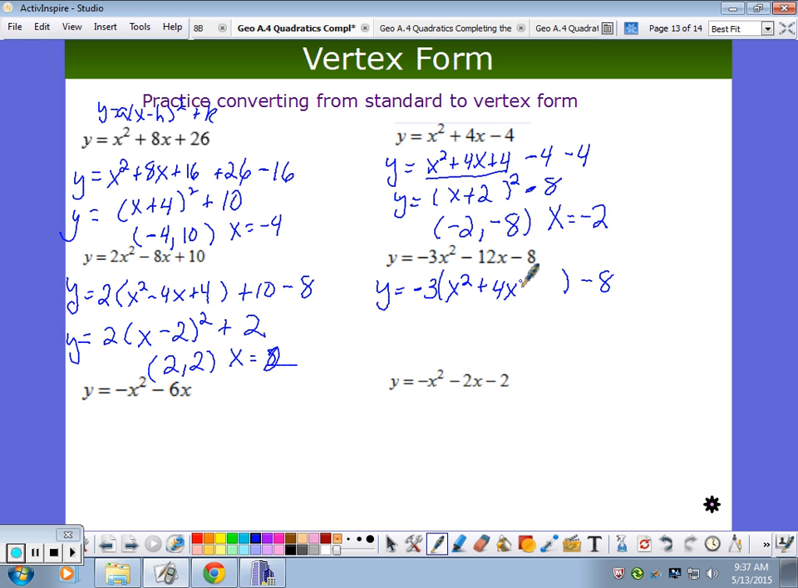Half it, square it. Plus, what goes here? 4. Half of 4 is 2. 2 squared is 4. Now let's think about what we just did here. Did I add 4? What did I do? -3 times 4 is -12. So what goes here? Plus 12. Has to be opposite. I really subtracted 12. So now you got to add it back to get the 0.